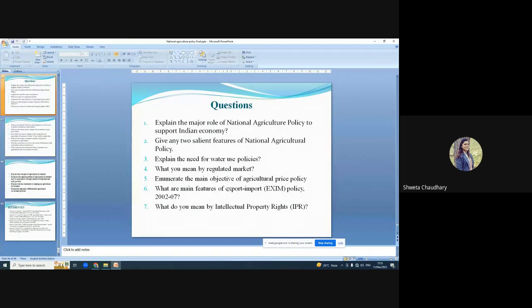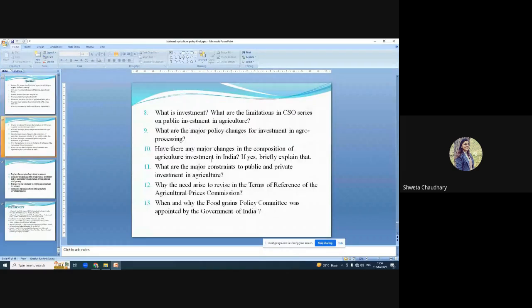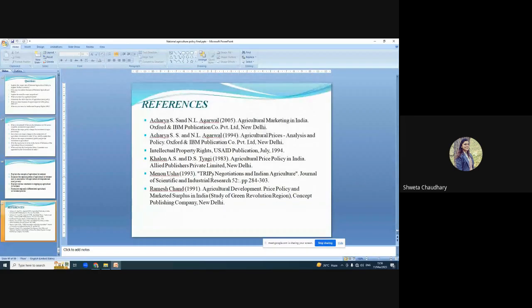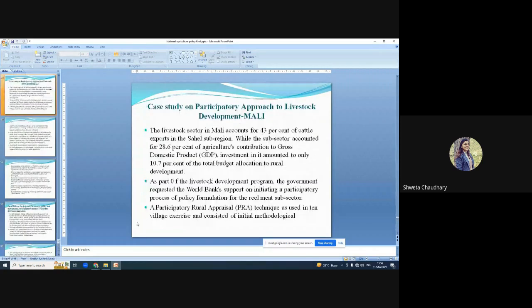What is export import policy? What is intellectual property rights? What is investment? What is CSO? What are the major policy changes for investment in agro-processing? Have there been any major changes in the composition of agriculture investments? What are the major constraints to public and private investments? And so on. There is a list of questions. These are the references. So is there any query?